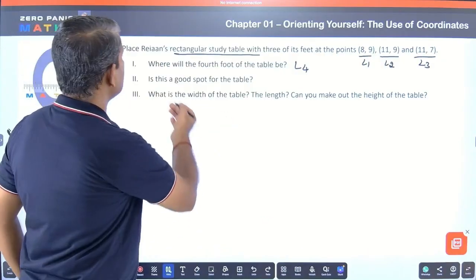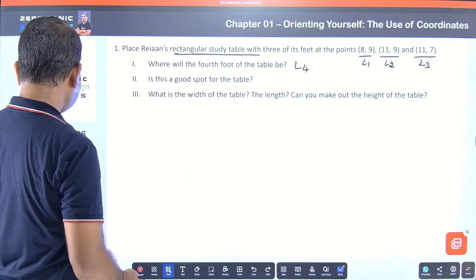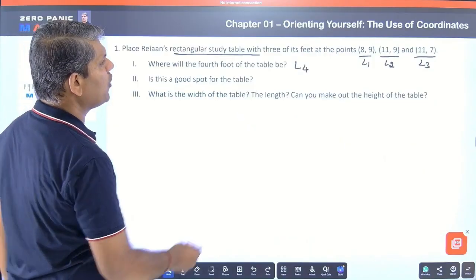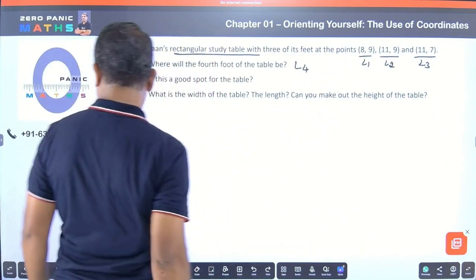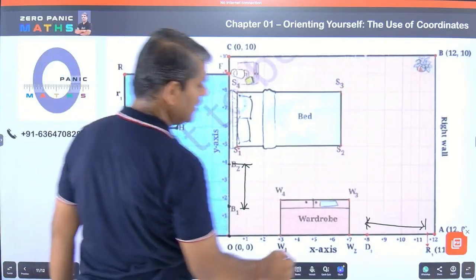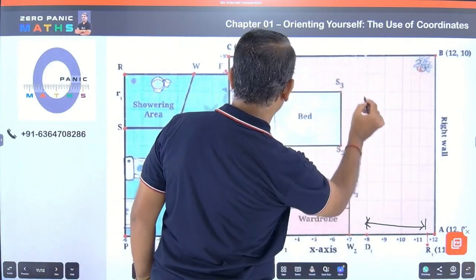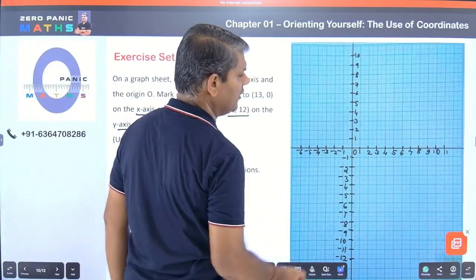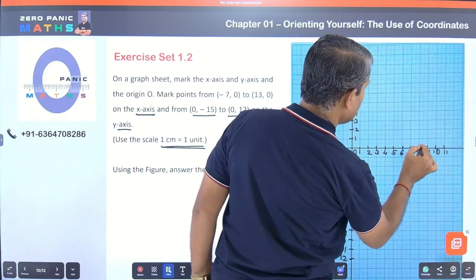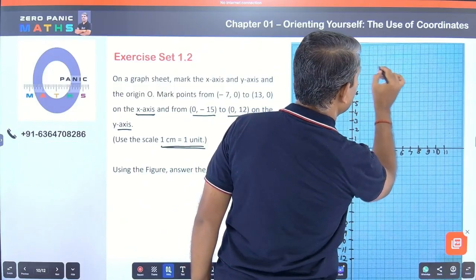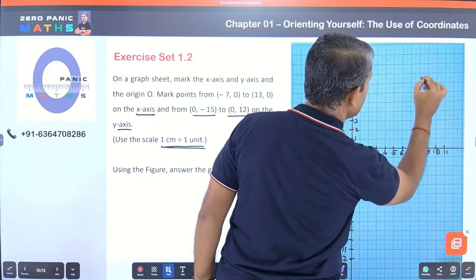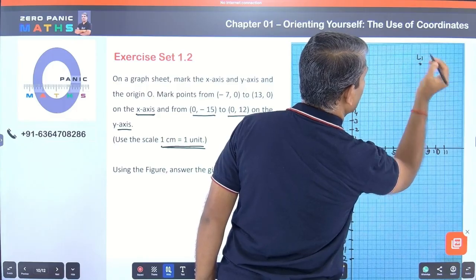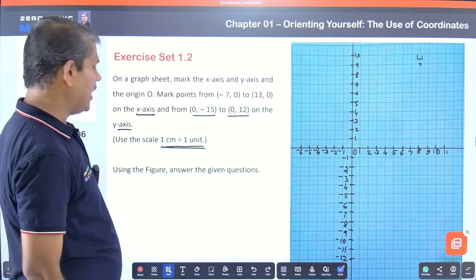So let us first try the first question. Let us represent the 4 points. What are the 4 points? (8, 9). Now where is (8, 9)? This is 8 and this is 9. Let us represent that in the graph itself, because we have the graph here. Taking 8 horizontally and 9 vertically, this is (8, 9), and assume that this is L1.